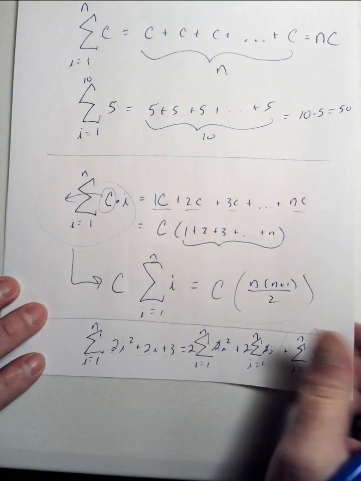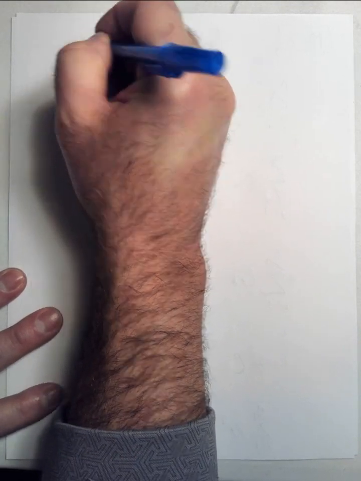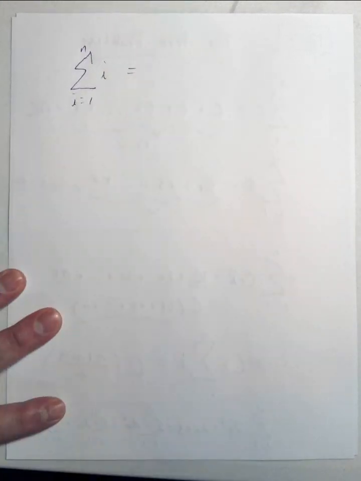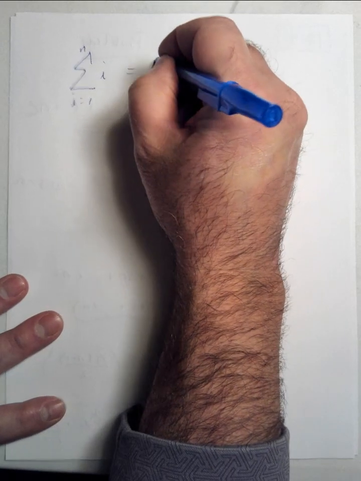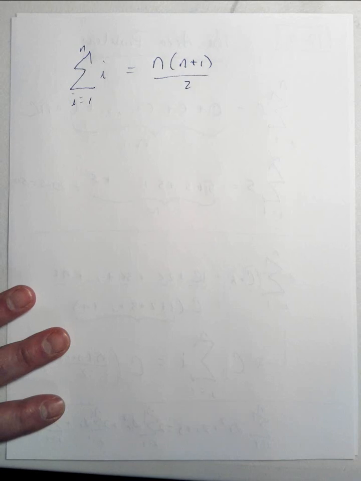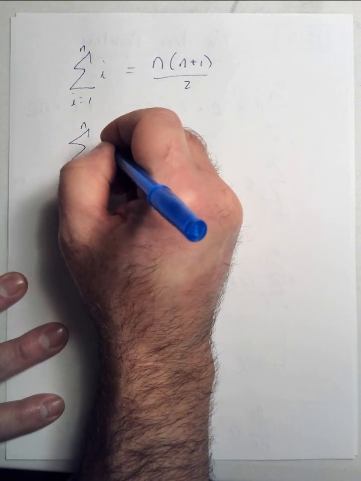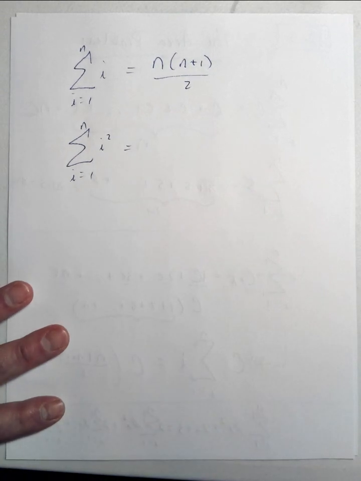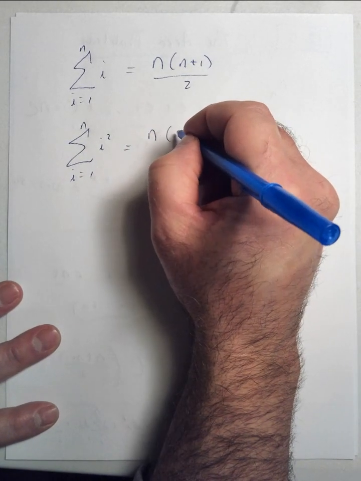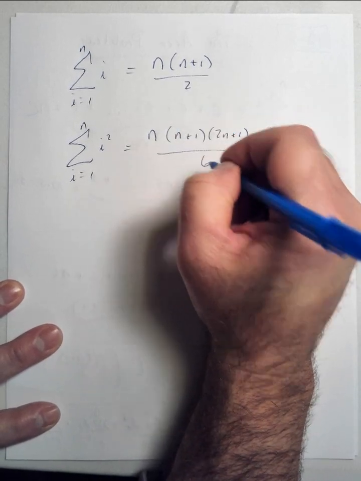I'm going to go over those formulas right now, just to make sure that we remember them. The sum of the integers from 1 to n, again, that's just Gauss's formula, n plus 1 over 2. The sum of the integers squared from 1 to n is n plus 1, 2n plus 1 over 6.